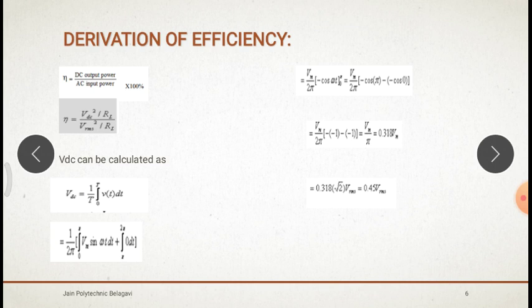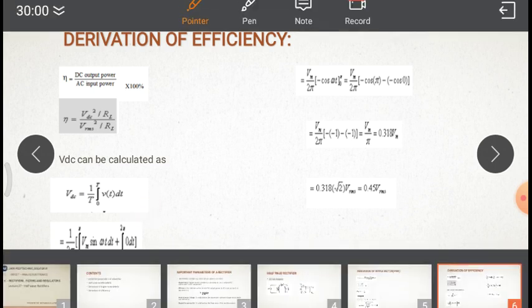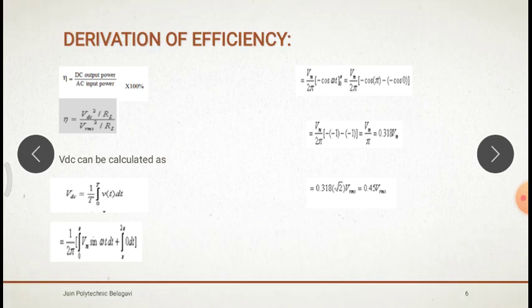Why? Because from 0 to pi, the positive cycle, it is working, conducting. So that time your voltage value is Vm sin omega t dt. From pi to 2 pi it is not conducting, so the voltage is given as 0, because in the negative half cycle the half wave rectifier is not working. Simplifying, the integration of sine is minus cos, so Vm by 2 pi times minus cos of omega t from 0 to pi.